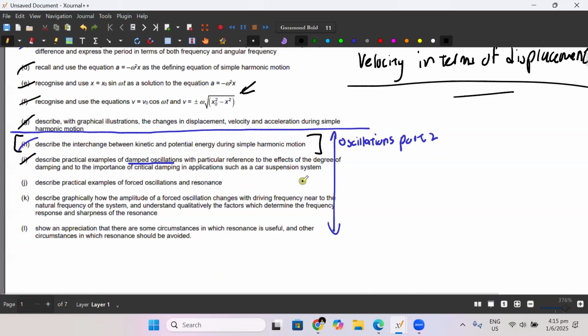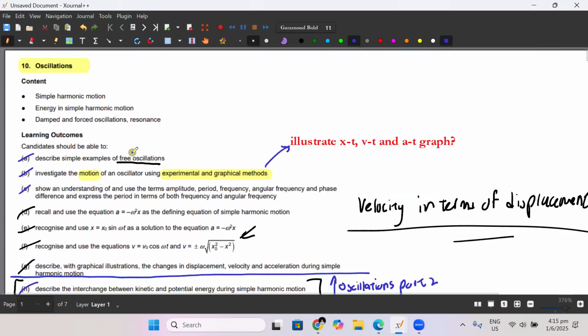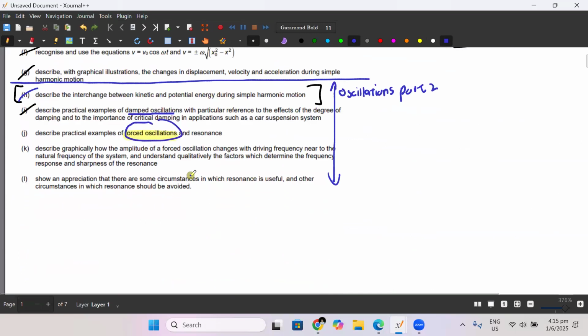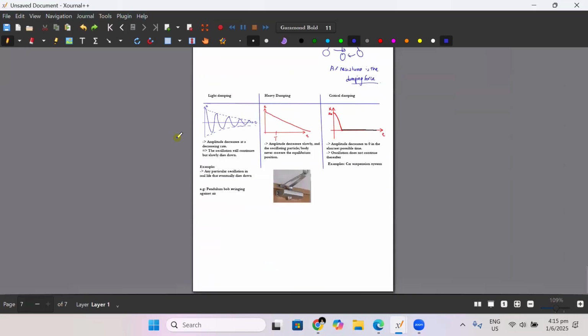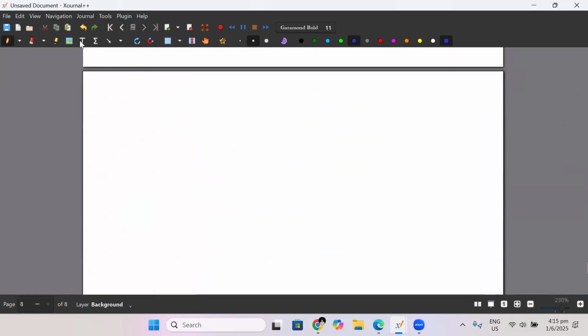Next one. This one is crucial. We also learn about this thing called forced oscillation. Quite important, you look here. Forced oscillation is not the same as free oscillation. They are very different. A forced oscillation is one whereby I also have some kind of periodic driving force. I'll try to give you a simple example. Let's write this.